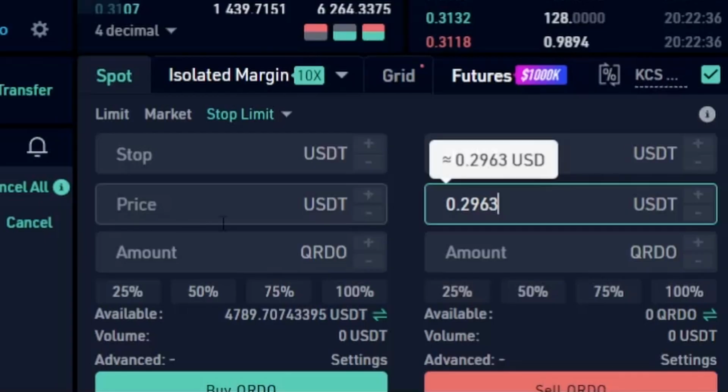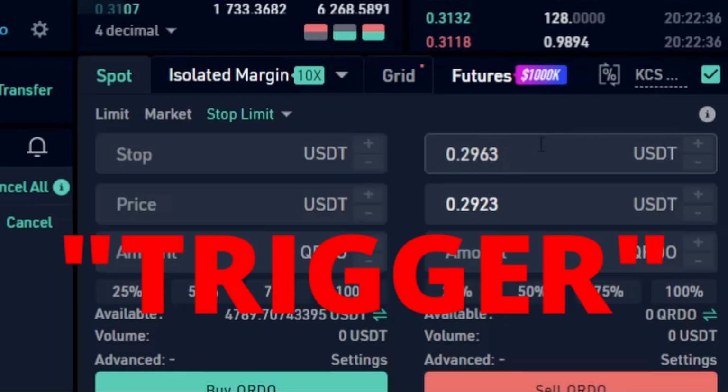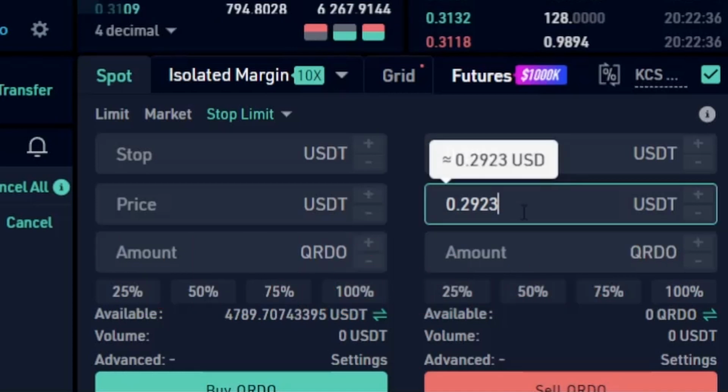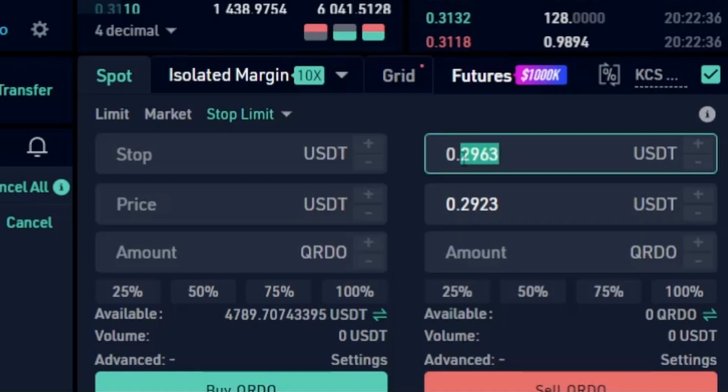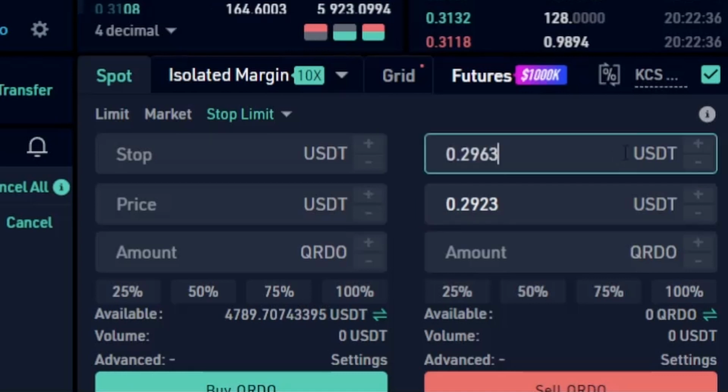I come back over here to the exchange. I'm going to change that second number to that. And what this means now is, if the price of Credo went down to 0.2963, that would trigger the order of 0.2923. And at that point, it will attempt to sell the amount of Credo I specify, at this price here, all the way up to this price. It can use any price between these two, or all the different buy orders that might exist between those two, to attempt to fill my stop loss.